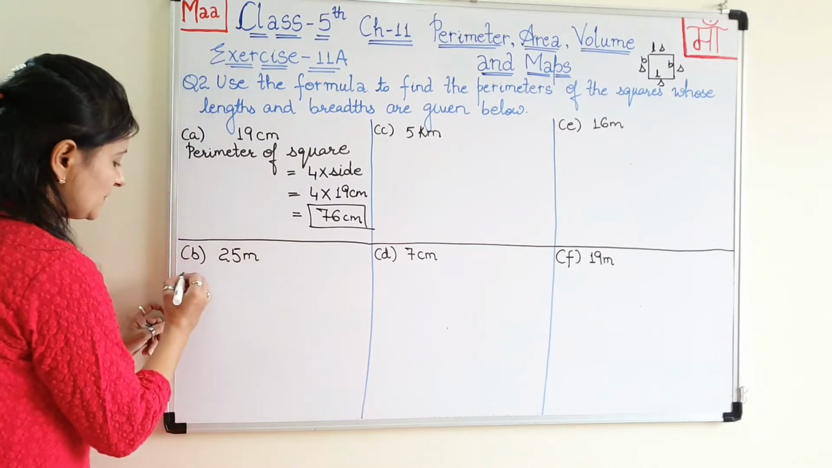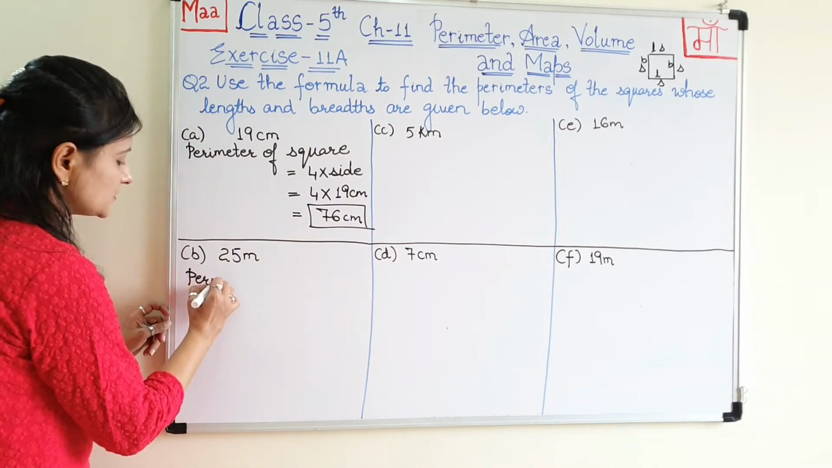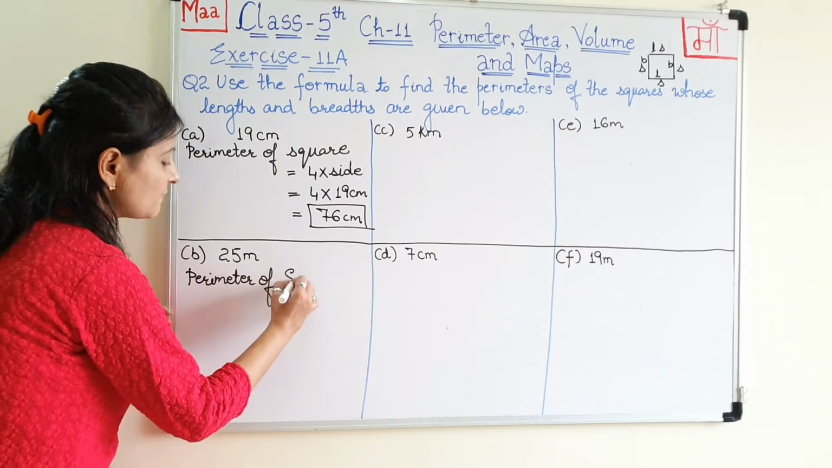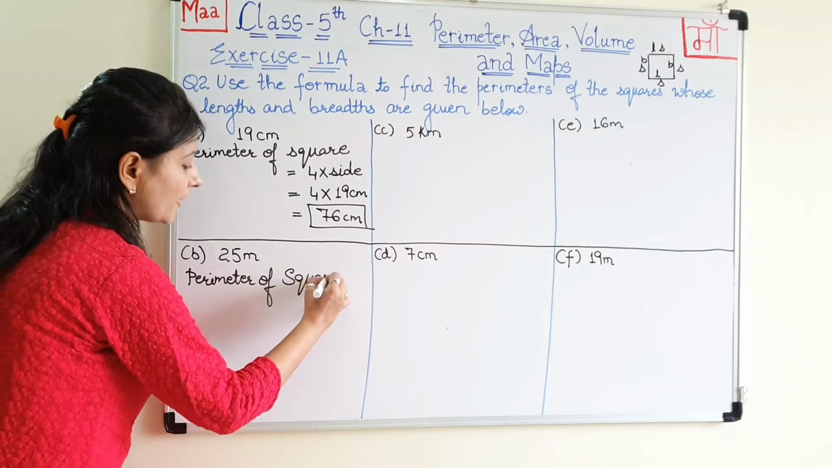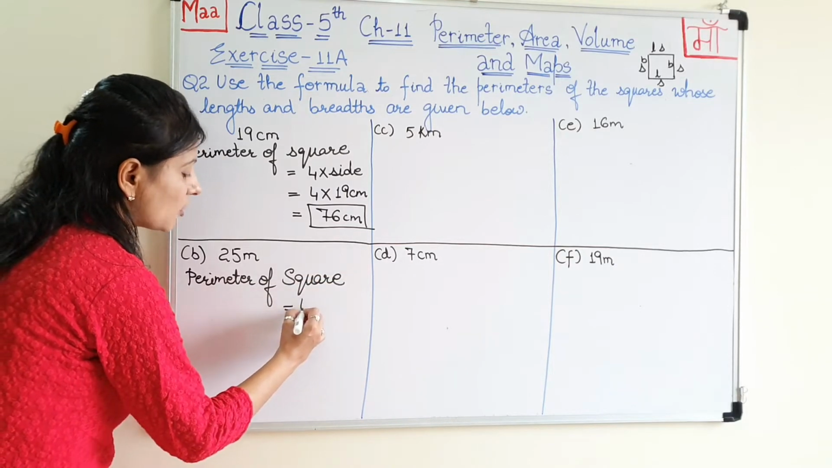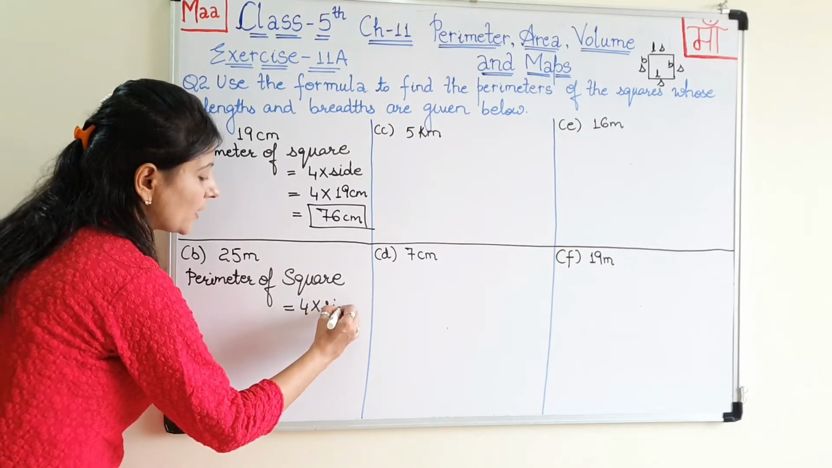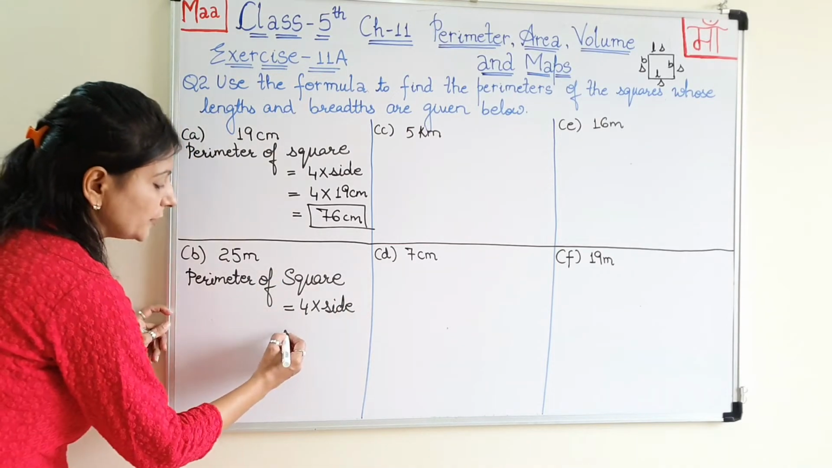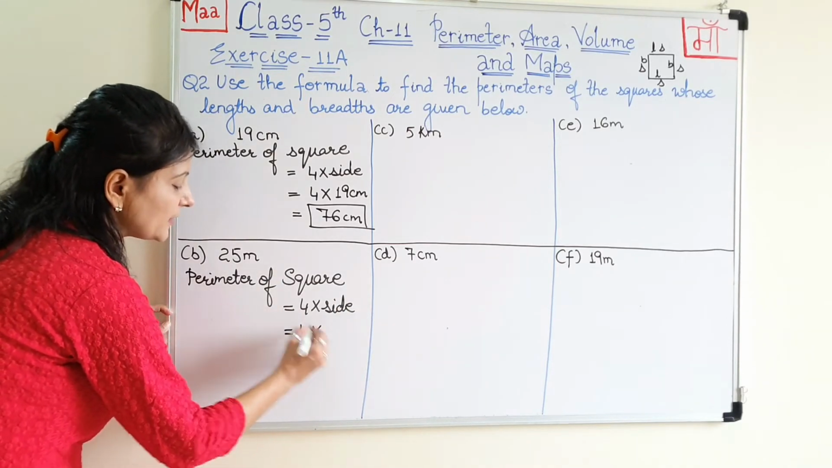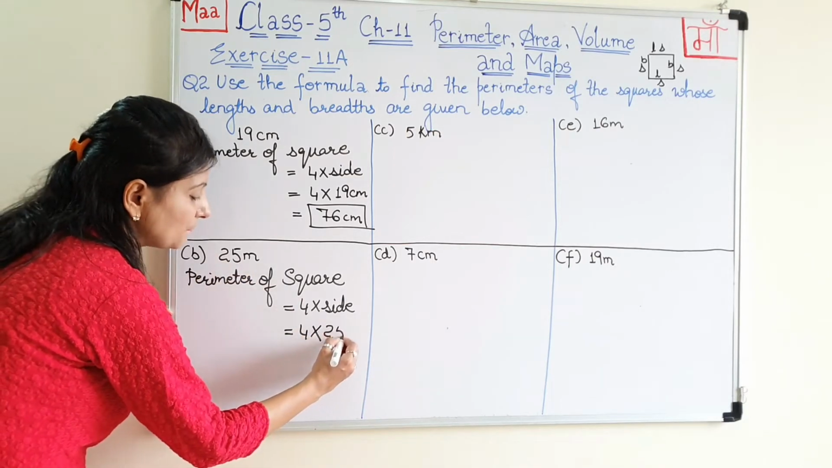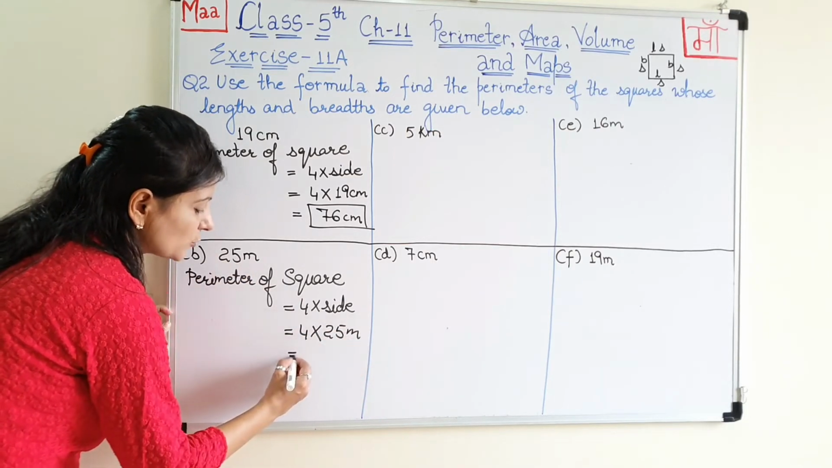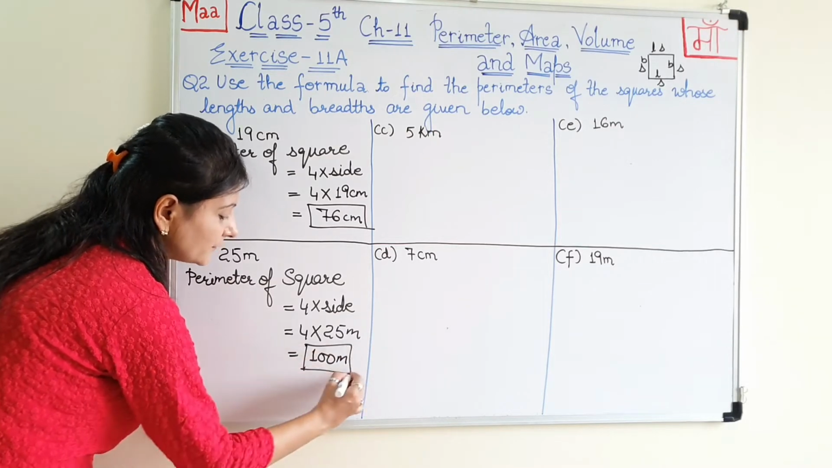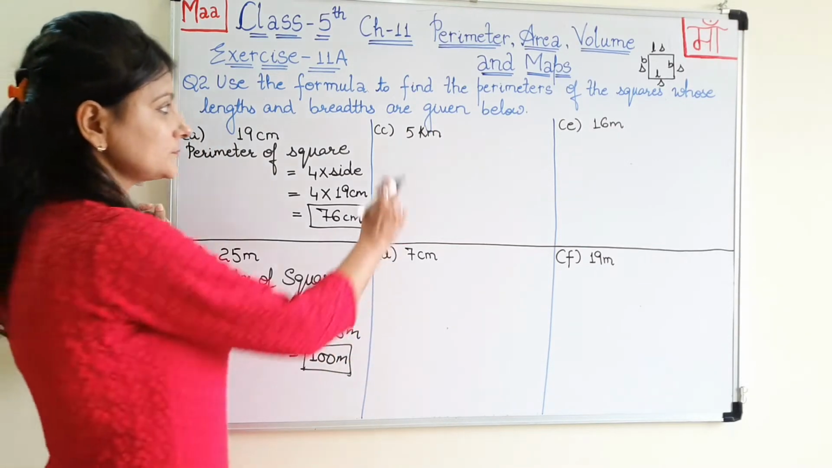Okay. Now similarly we have to do all the parts. See how simple it is as we have done in rectangle. Same way we have to do in square. Only the change is of the formula. There the formula was 2 into length plus breadth, and here the formula is 4 into side. So in part B, the side is 25 meter. Now 25 4s is equal to 100 meter. So this is the answer of part B.